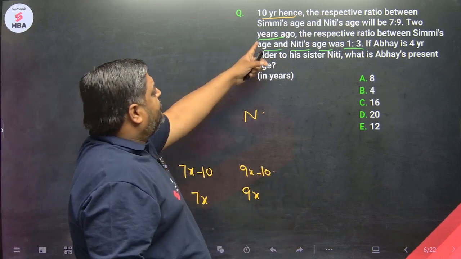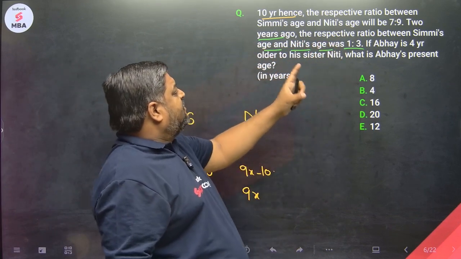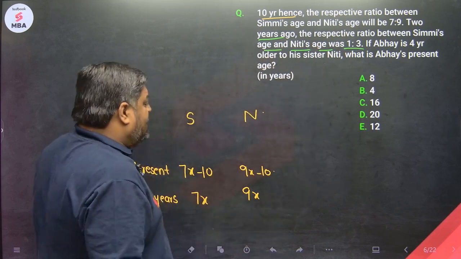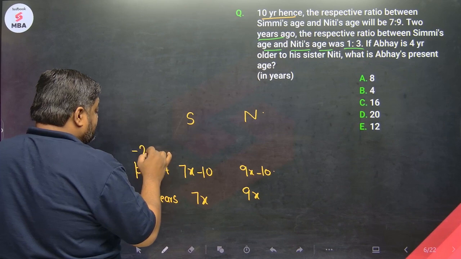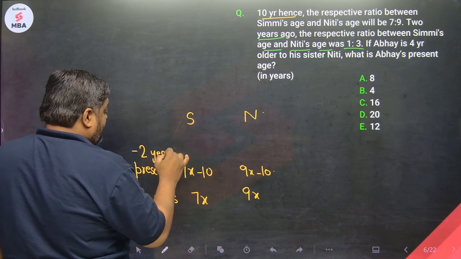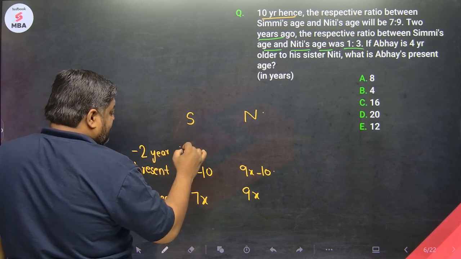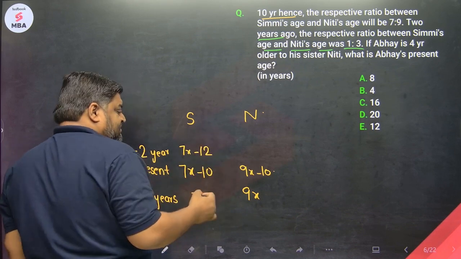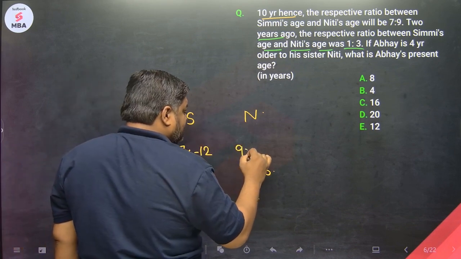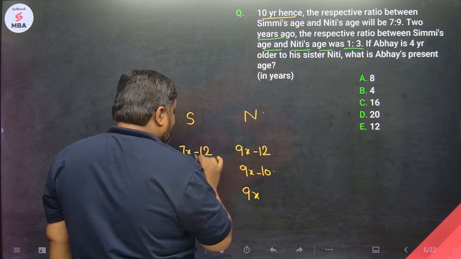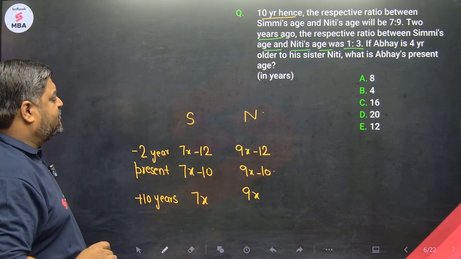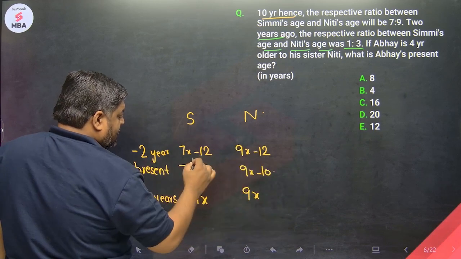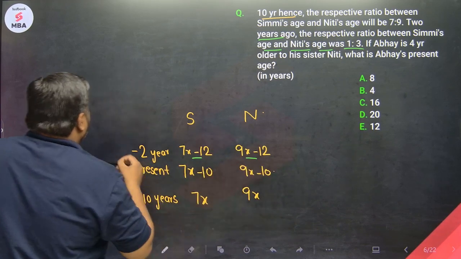2 years ago, the respective ratio of ages between Simmi and Niti is 1:3. Another timeline is minus 2 years from present. What will their ages be at minus 2 years? 7x minus 12, again subtracting 2, and 9x minus 12. This ratio is given to be 1:3. This by this is 1:3. Let's solve it.